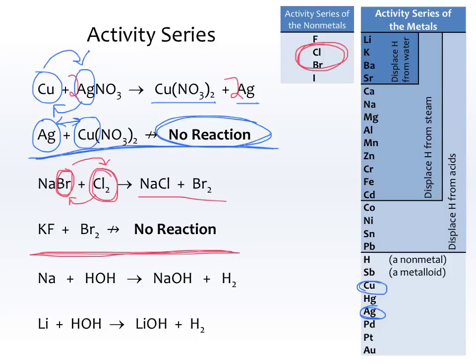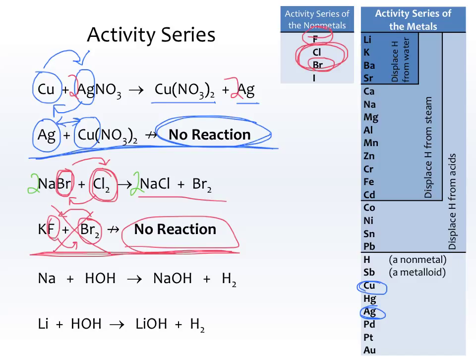But if you look at the next one, we have fluorine and bromine. And check it out, fluorine is higher than bromine, so fluorine can totally replace bromine, but bromine can't kick out fluorine. This reaction is not going to happen. There is no reaction. So then let's get that balanced, 2 and 2.